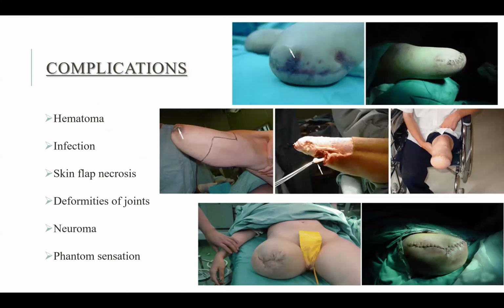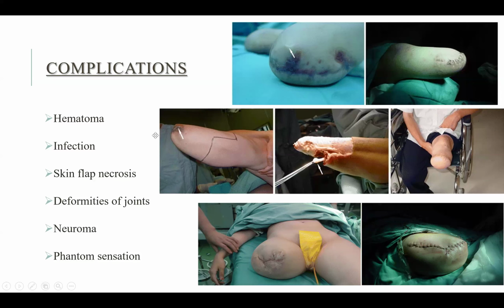Coming to complications of the stump, the most common complication is hematoma. It is commonly due to loosening of the ligature and inadequate wound drainage. This causes delayed wound healing and infection. The treatment will be aspiration and pressure bandage. This is a hematoma of the stump.